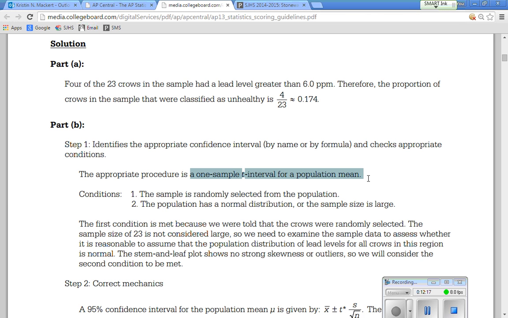AP loves stem and leaf plots and dot plots because they do show shape. So they often give them to you. Okay? All right, let's keep going.